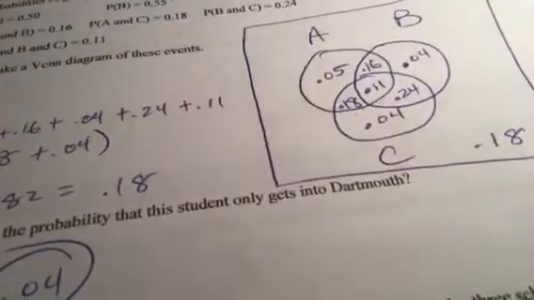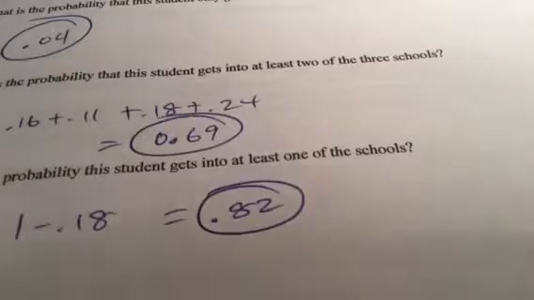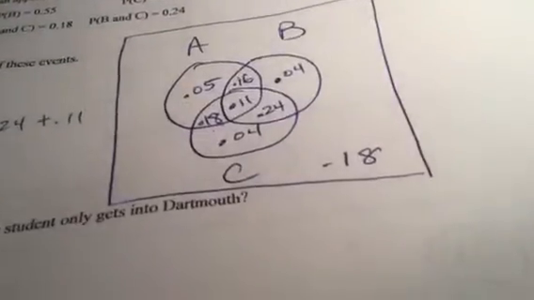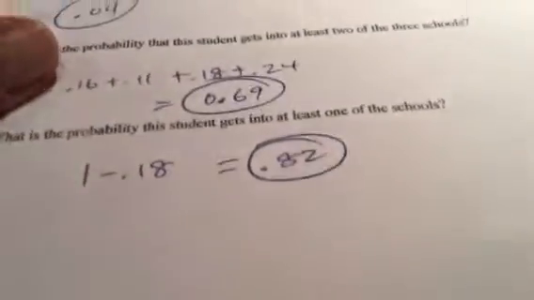What's the probability only Dartmouth, which is C, accepts you? What's the probability that you get into at least 2 of the 3? That would be this, plus this, plus this, plus this. All 4 of those. What's the probability you get at least 1? So you could either sum everything within the actual circles there, or do 1 minus the neither part.